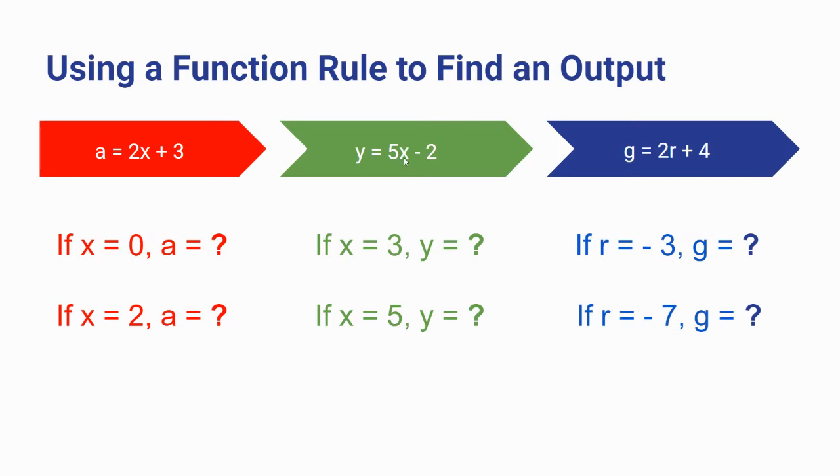All you're doing is plugging in, you're evaluating. If it was an expression, you're evaluating it. You're solving it, plugging in the X's. And here, if R is -3, that's -6 plus 4, which is -2. If R is -7, that'd be -14 plus 4, which would be -10. Okay.